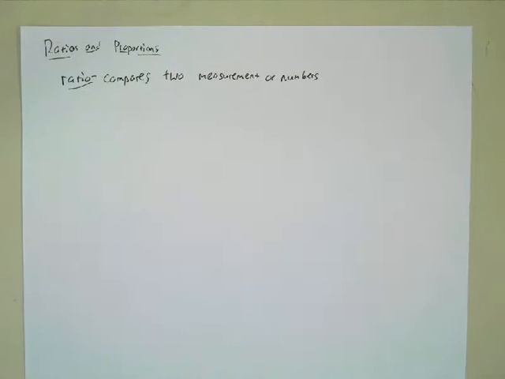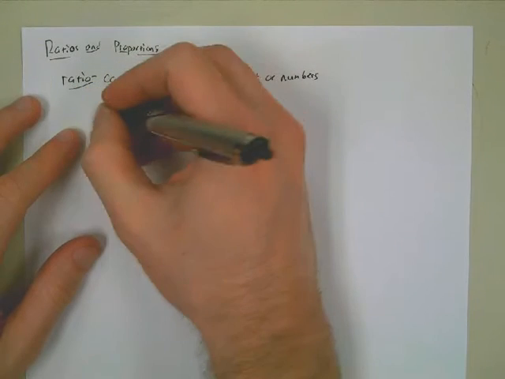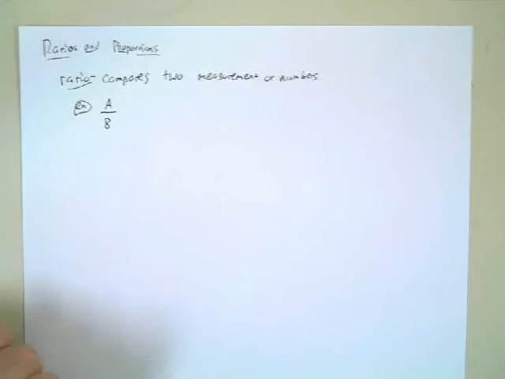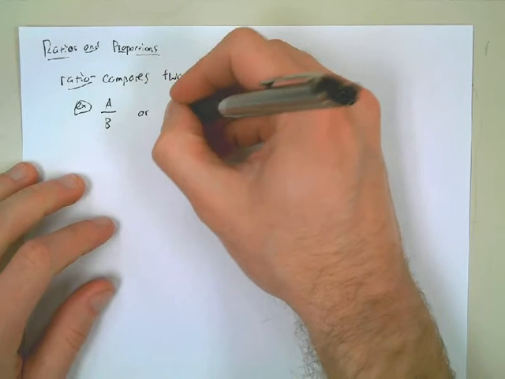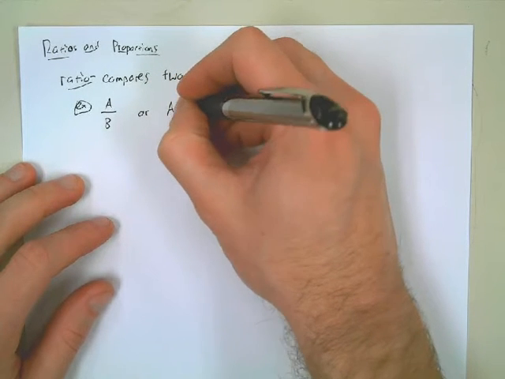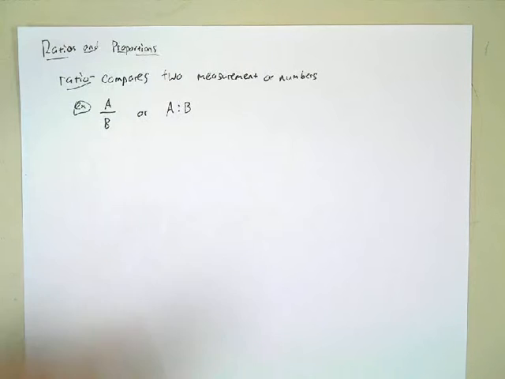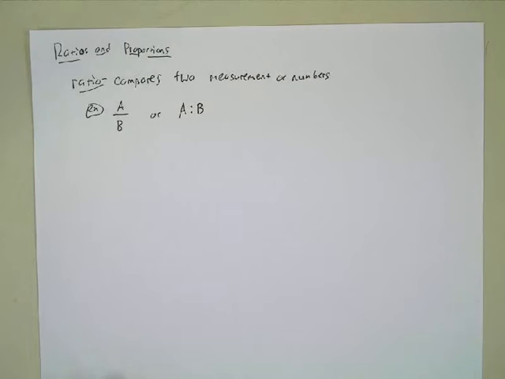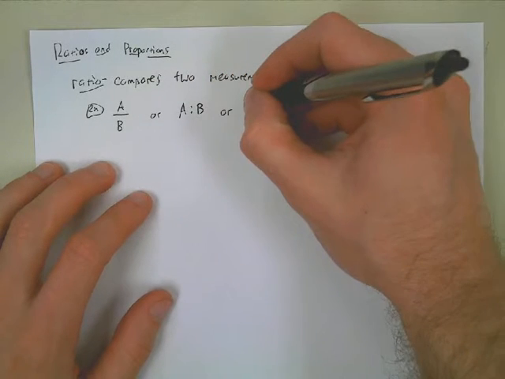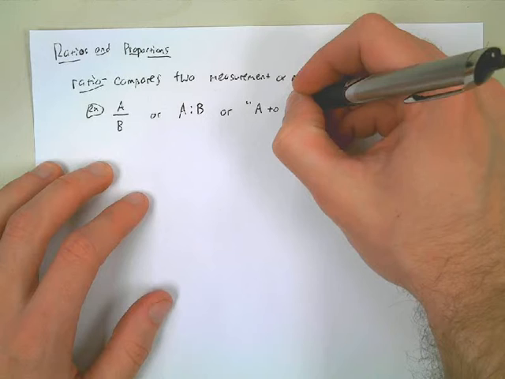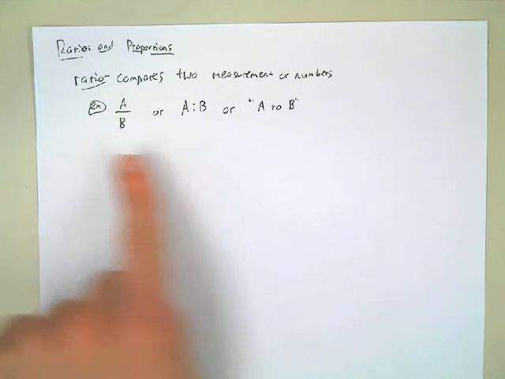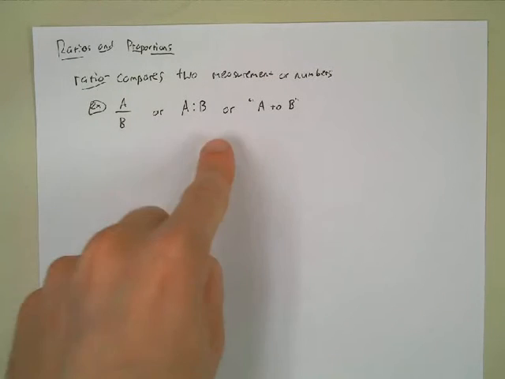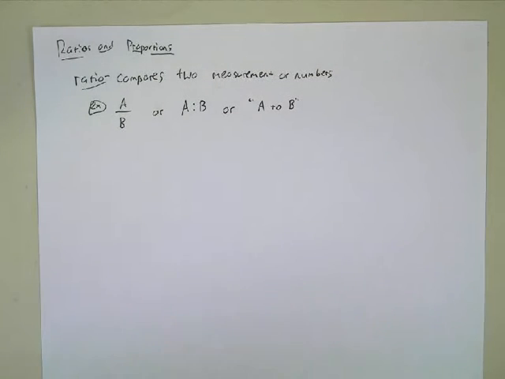Okay. Compares two measurements or numbers. The way you see ratios written, okay, you can see it written as a fraction. That's what we saw in the warm-up. Sometimes it's written with a colon between the two numbers, like A to B. But A to B is equivalent to writing it as a fraction, A over B. Or sometimes you see the literal English phrase A to B. And these are all equivalent ways to write the ratio of A to B. So A over B, A colon B, or the phrase A to B gives you that ratio.